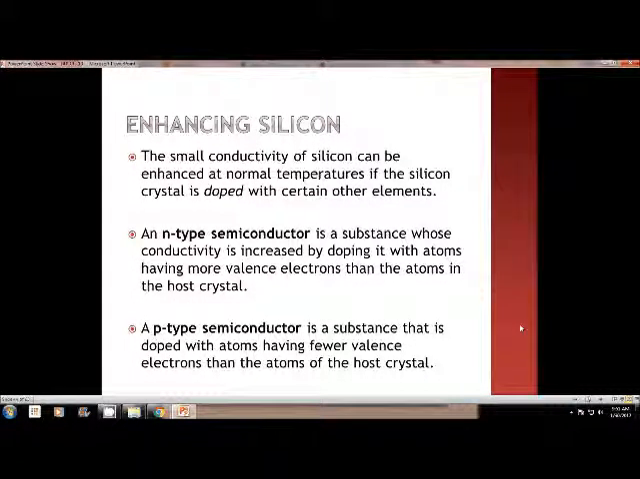To enhance silicon, to make it a better semiconductor, we say that it is being doped with certain elements. We have two types of semiconductors, N-type and P-type. N-type is when you are increasing the conductivity by doping it with atoms that have more valence electrons than the atoms of the host crystal. And P-type is when you dope or add in atoms that have fewer valence electrons than the host crystal.